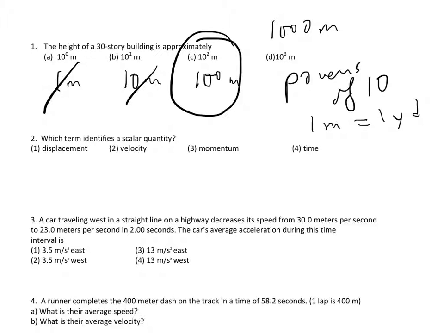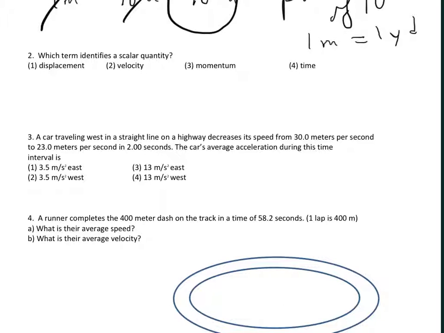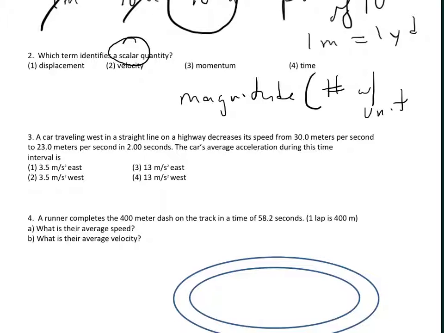C. The next question asks you to identify what's a scalar quantity. So you have to remember scalar only has magnitude, which is just another way of saying a number with a unit. It has no direction. So it's kind of a memory thing. If it was a vector, it would have magnitude and direction. So it's only a scalar.